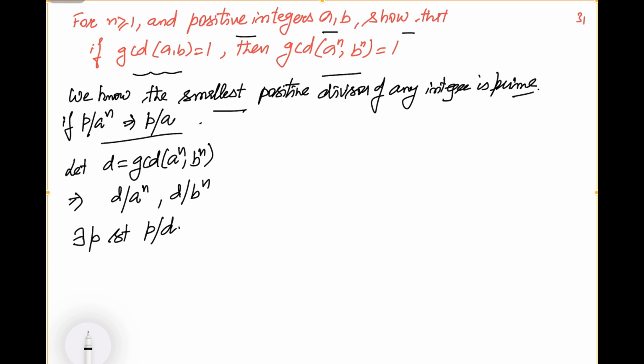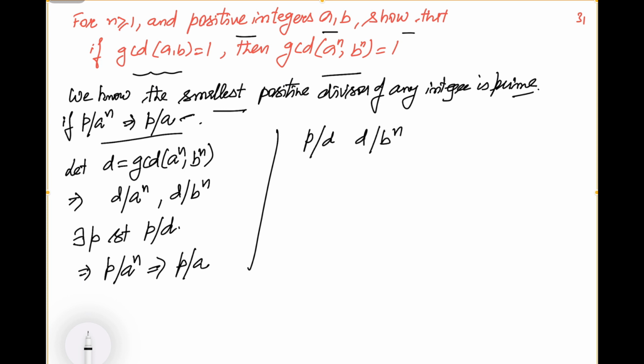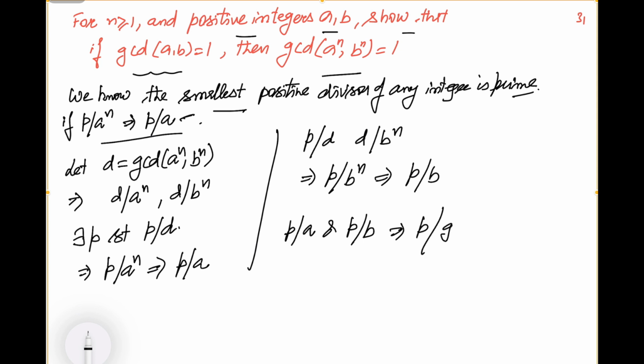And now combining p divides d and p divides a power n, this implies p divides a power n, and using this, p divides a. Now again combining that p divides d and d divides b power n implies p divides b power n, using the property of prime, p divides b. Now further, p divides a, p divides b, so p divides GCD of a and b.